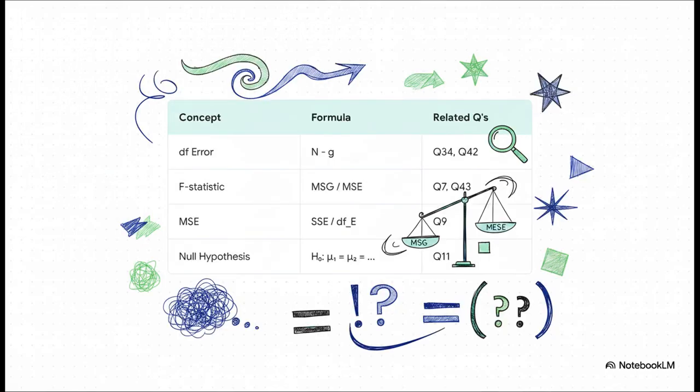And just to really drill it home, here's a little summary table of the must-know formulas and the specific practice questions they'll help you solve. You need to know n minus g for the degrees of freedom for error. That's for questions 34 and 42. You need the F statistic formula for 7 and 43. Understand what MSC is for question 9, and of course, know how to write the null hypothesis for question 11. If you know these, you're in great shape.